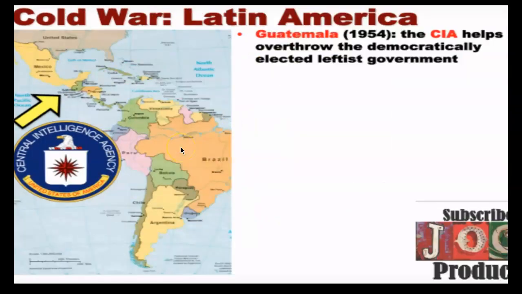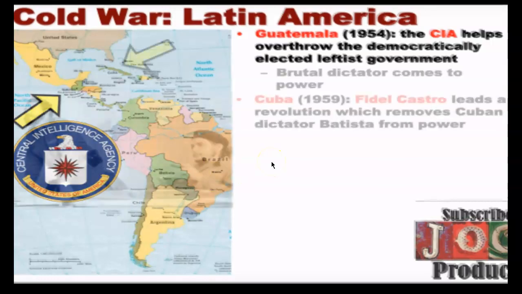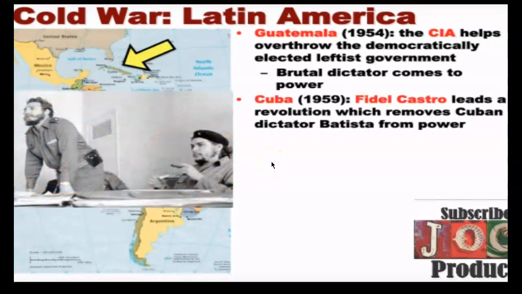The Cold War would spread to Latin America. I mentioned earlier it would spread to Guatemala. The CIA would help overthrow a democratically elected leader there in Guatemala. And we installed a brutal dictator. Why? Because he was anti-communist, right? By 1959, Cuba would fall to communism as well, when Fidel Castro would lead a revolution, removing the sitting leader, Batista, from power. So now Cuba is communist.